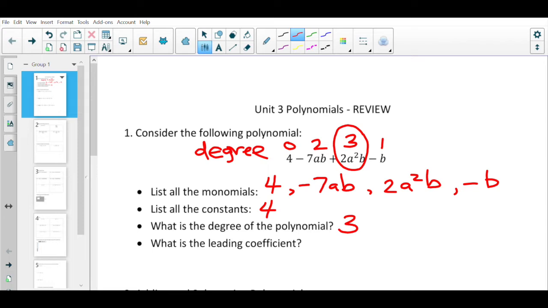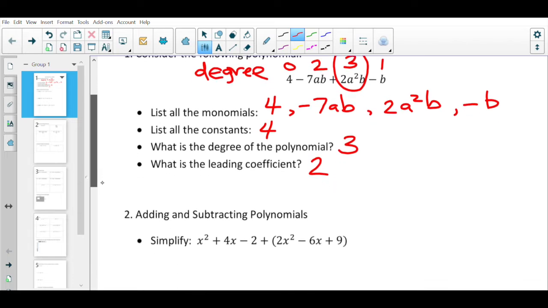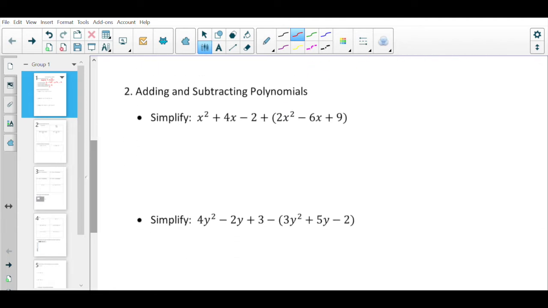What is the leading coefficient? So the leading coefficient is the coefficient on the highest degree term of the polynomial, which is 2a squared b, so the leading coefficient is 2. Alright. Moving on, adding and subtracting polynomials.